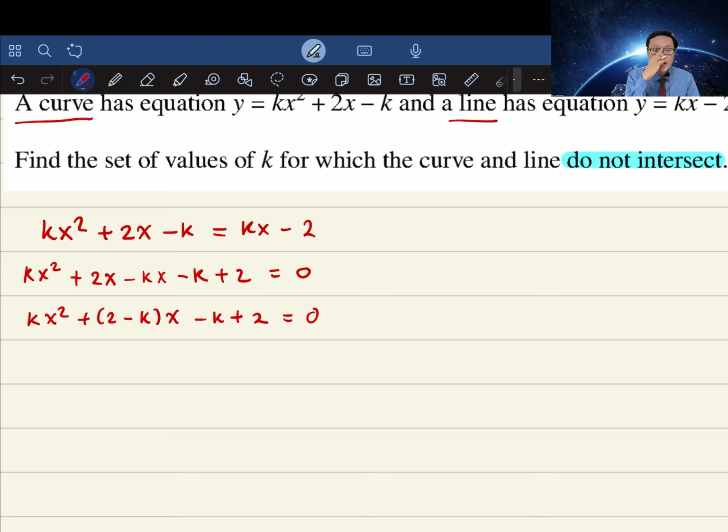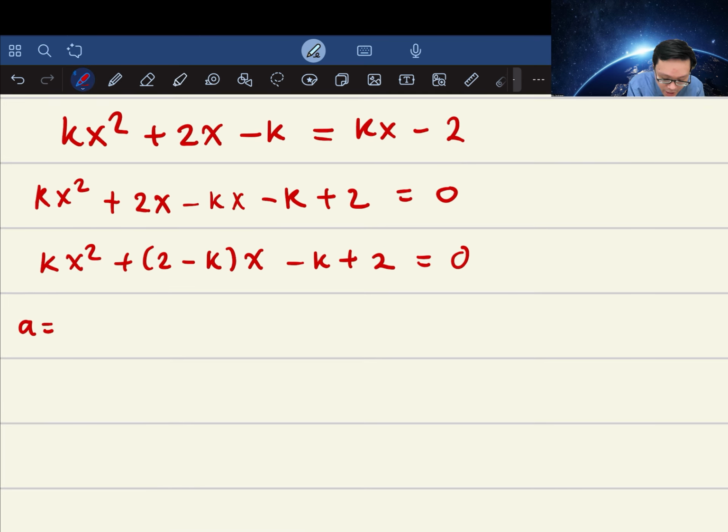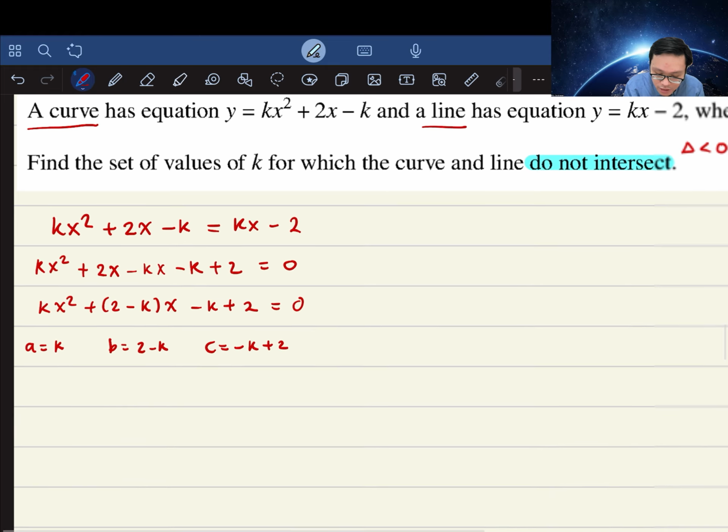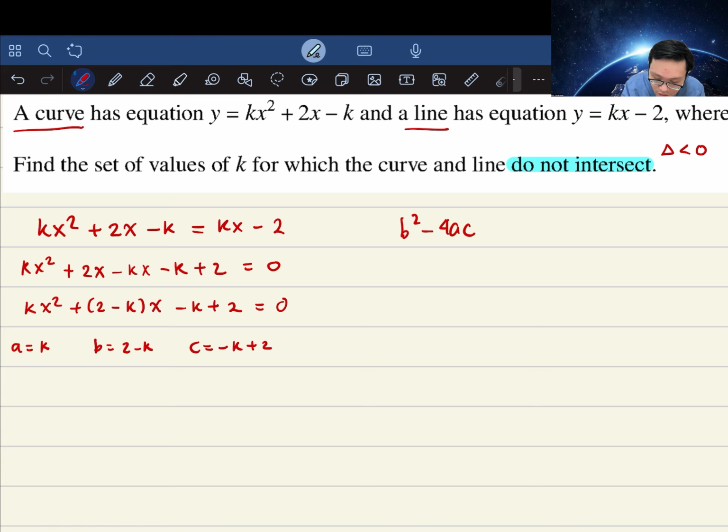So from here, we can find a is k, the coefficient of x squared, b is 2 minus k, and c is minus k plus 2. Now, because they don't intersect, we use discriminant less than 0. So b squared minus 4ac has to be less than 0.